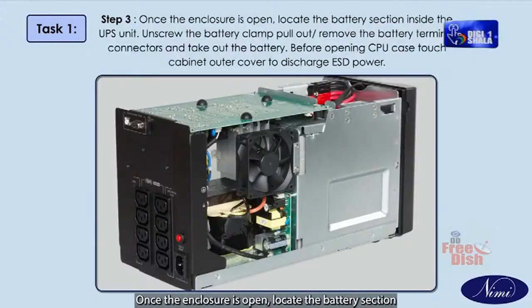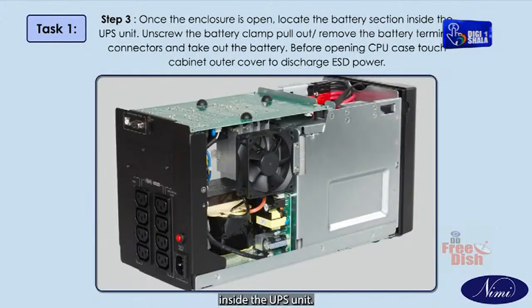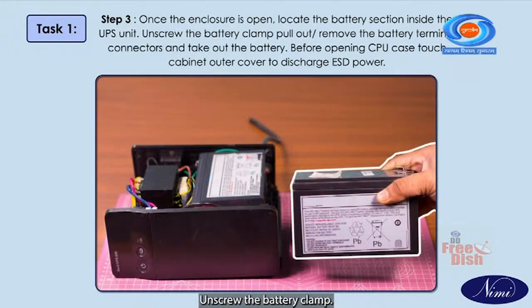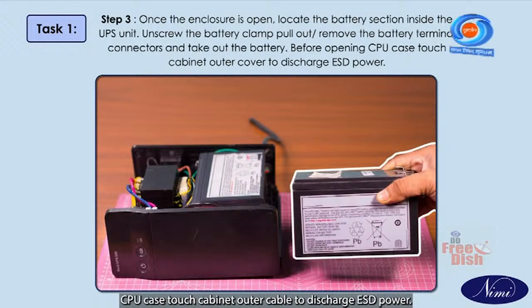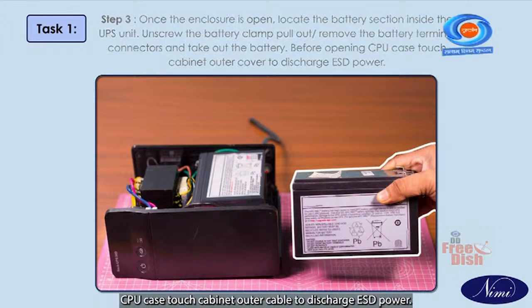Step 3. Once the enclosure is open, locate the battery section inside the UPS unit. Unscrew the battery clamp, pull out or remove the battery terminal connectors and take out the battery. Before opening the CPU case, touch the cabinet outer cover to discharge ESD power.